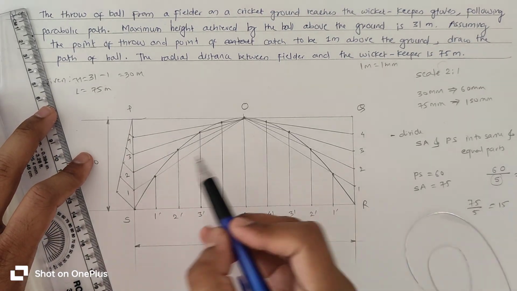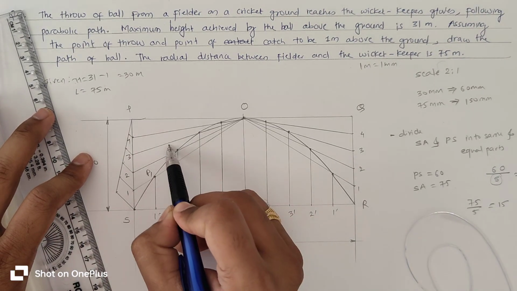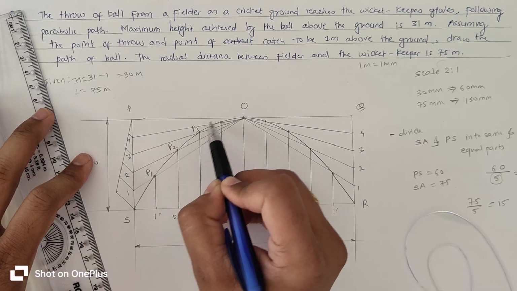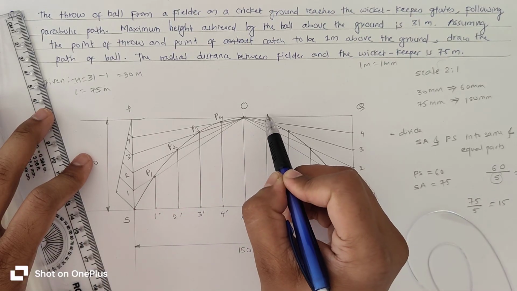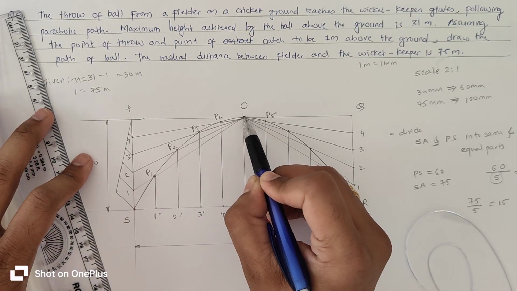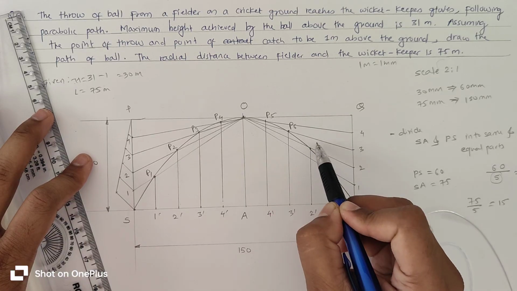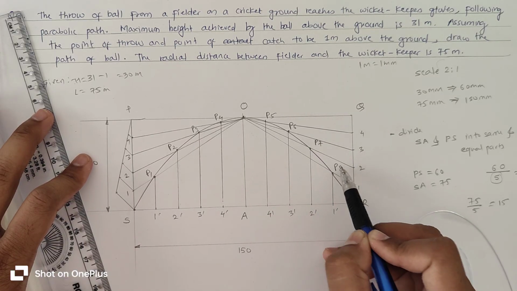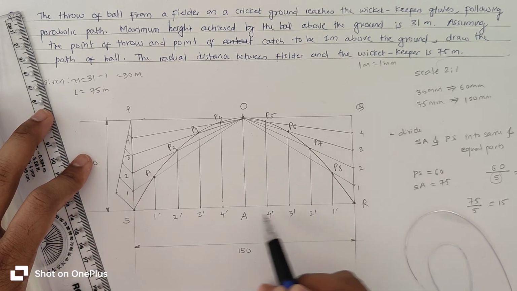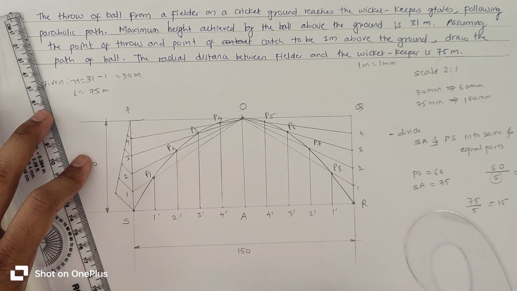Now name these points P1, P2, P3, P4, P5. This point is also on the parabola, and R is the point of catch, and this point is the point of throw. So this is our answer.